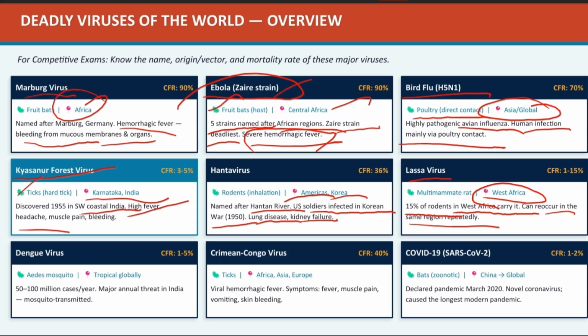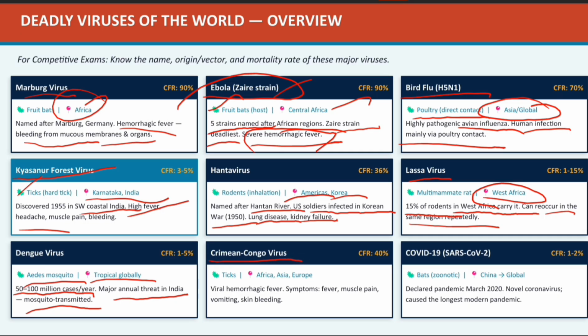Dengue virus. How does it spread? Through the Aedes mosquito, and it is found in the tropics globally. 50 to 100 million cases per year. These dengue cases were reported. It is a major annual threat in India, and it is mosquito transmitted.